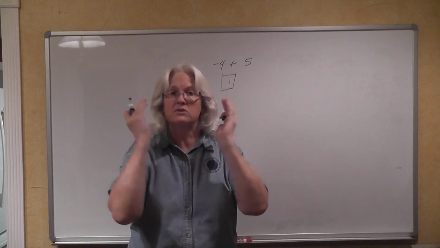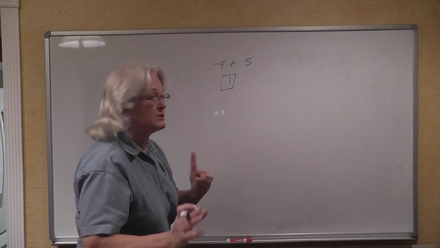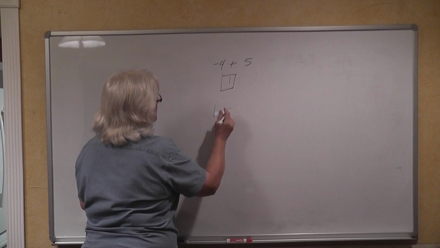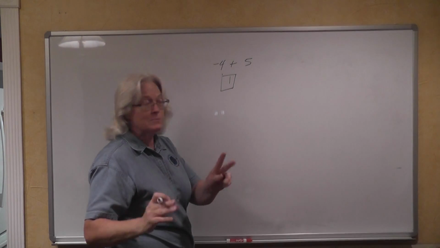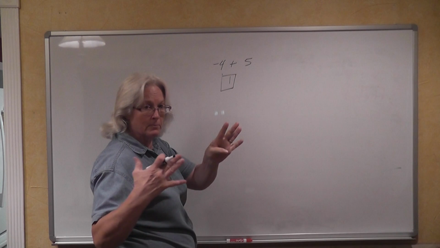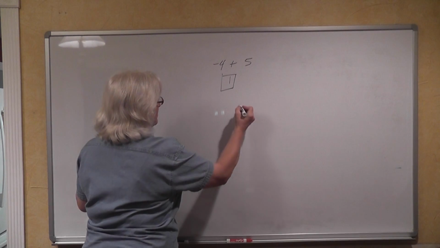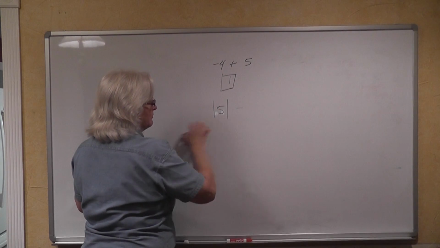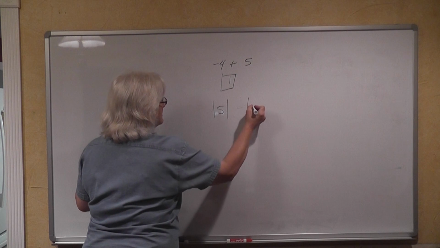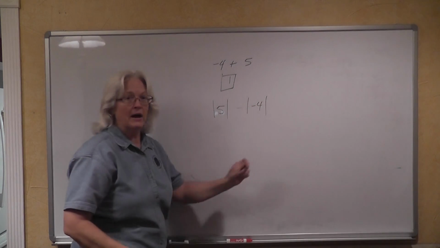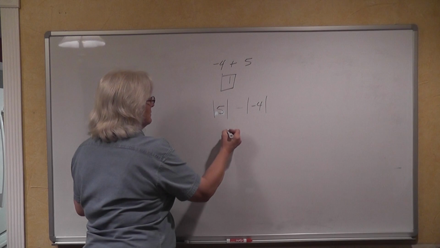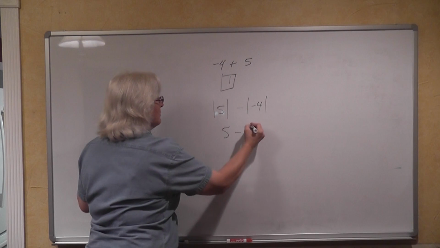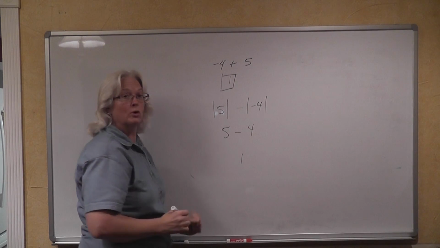And you may have just zoned out on me with all of those words. This is what they're saying to do. We want to find the absolute value of both of these integers, but we're going to find the difference, which is a subtraction problem. So it means we want to put the bigger looking number first. We're going to say the absolute value of 5 minus the absolute value of a negative 4. Absolute value of 5 is 5 minus the absolute value of negative 4 is 4. 5 minus 4 is 1.